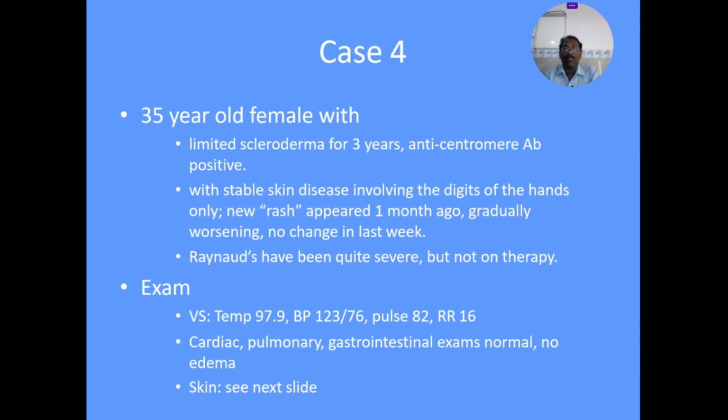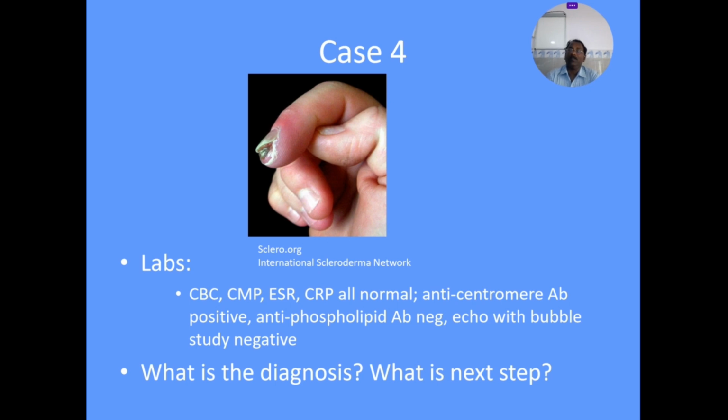Examination: temperature normal, BP normal, pulse and respiratory normal. Cardiac, pulmonary, gastrointestinal are normal, no edema. Skin... Okay. So it's a localized scleroderma with digital infarcts. CBC, ESR, CRP all normal. Anti-centromere antibody positive. Anti-phospholipid antibodies negative. Echo with bubble study negative. What is the diagnosis? What is the next step?